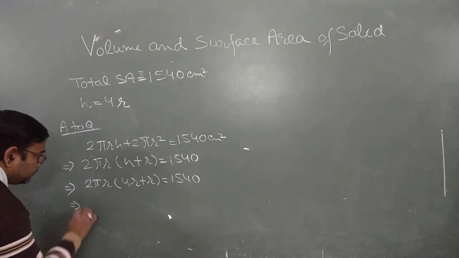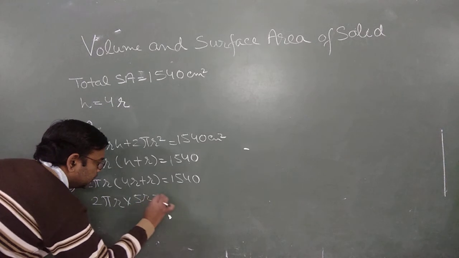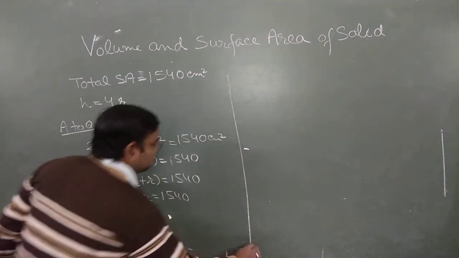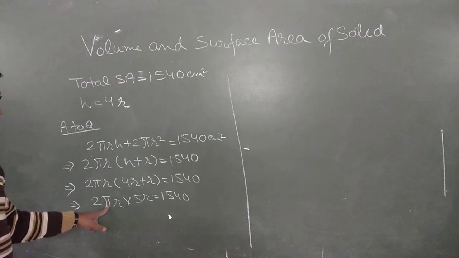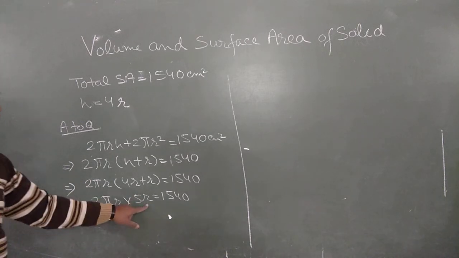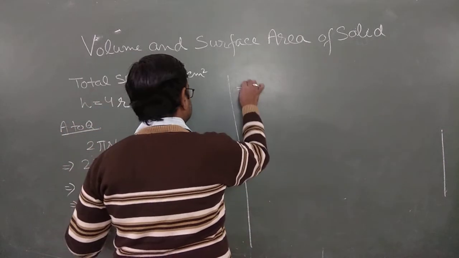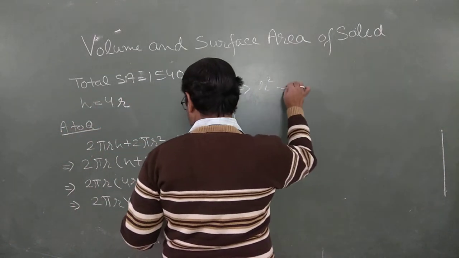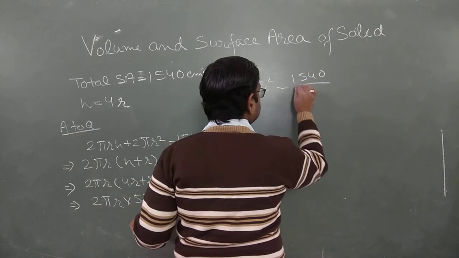So first simplify it. 2 pi r into 5r equals 1540. Now take 2 pi and 5 transpose to this side and keep r over here. So what we have? We have r into r, that is r square. Here 1540, and 2 pi and 5 come to this side in divide form.